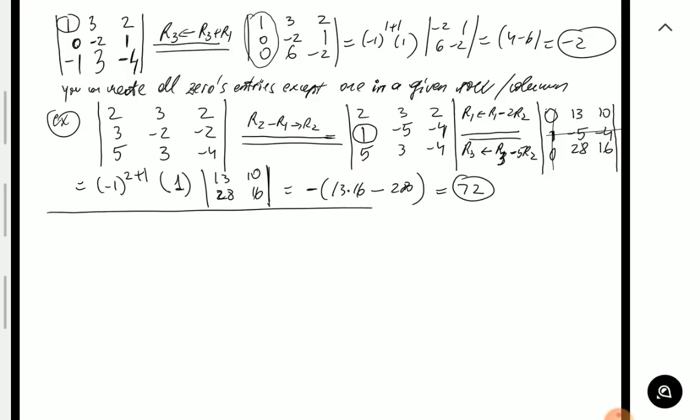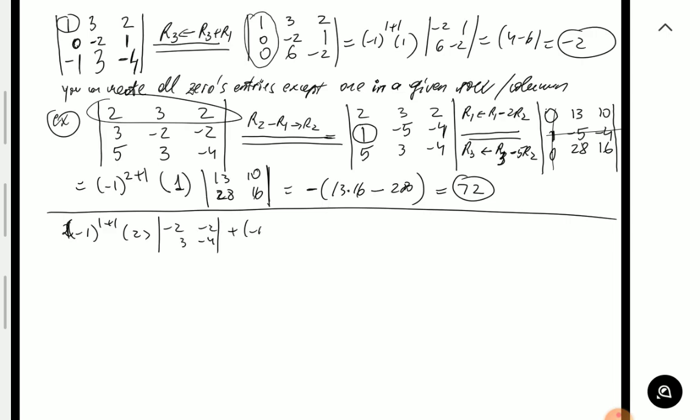Okay. So just for the sake of it, if you are not to do these row operations, let's say you pick the first row, then the price to pay is that you're going to have more minors to compute. And you shouldn't do that, because again, you save a lot of time if you create zeros with row operations. That's the whole idea. 3 minus 2, 5 minus 4. Let's just do it for the sake of it, just to convince yourself that you get the same answer.